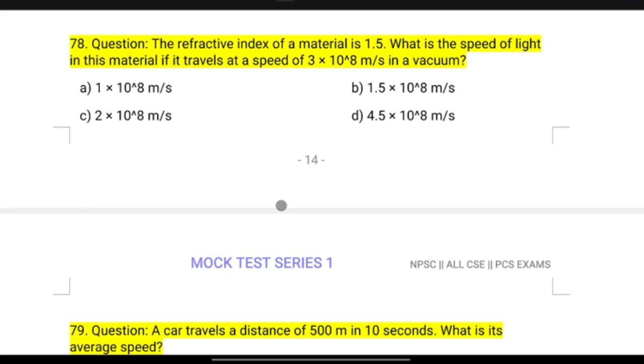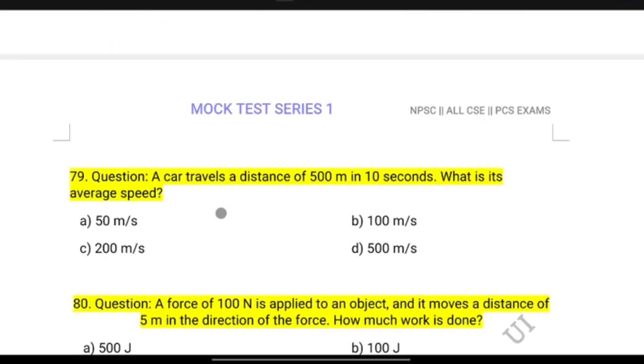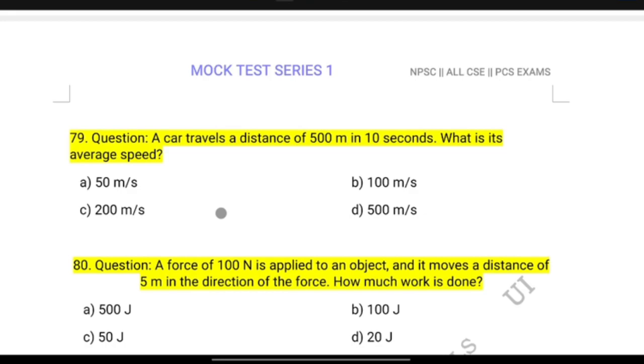What is the speed of light in this material if it travels at a speed of 3 times 10 to the 8 meters per second in a vacuum? Answer. C. 2 times 10 to the 8 meters per second. 79. Question. A car travels a distance of 500 meters in 10 seconds. What is its average speed? Answer. A. 50 meters per second.